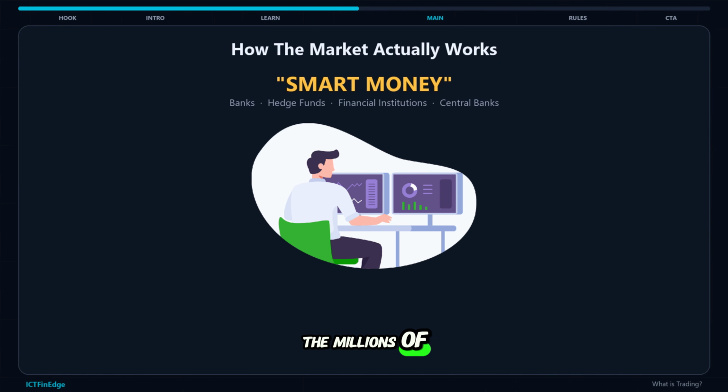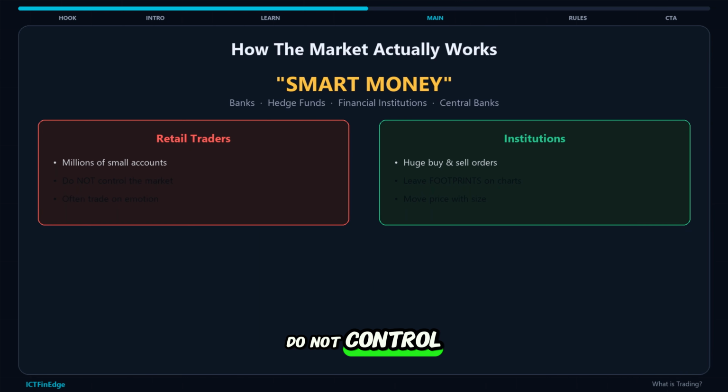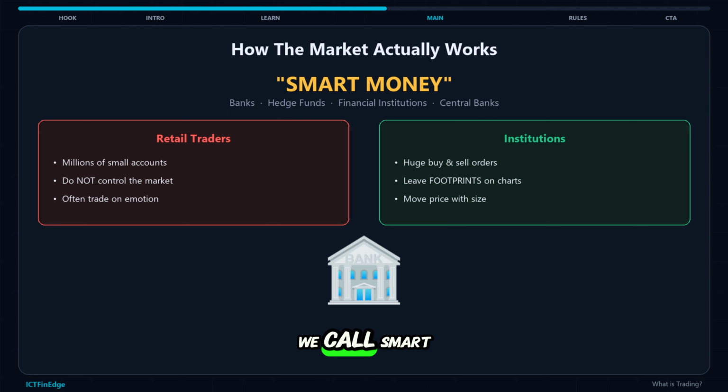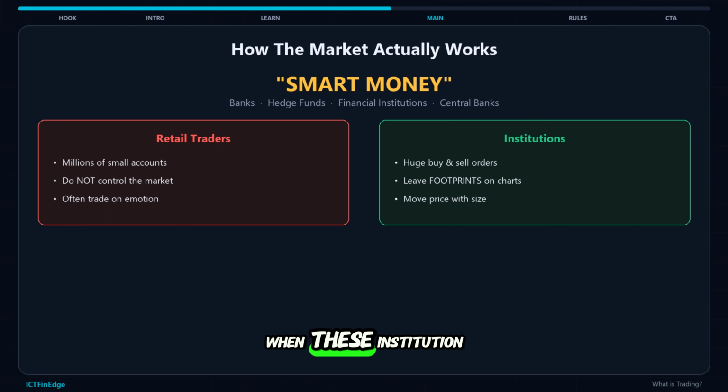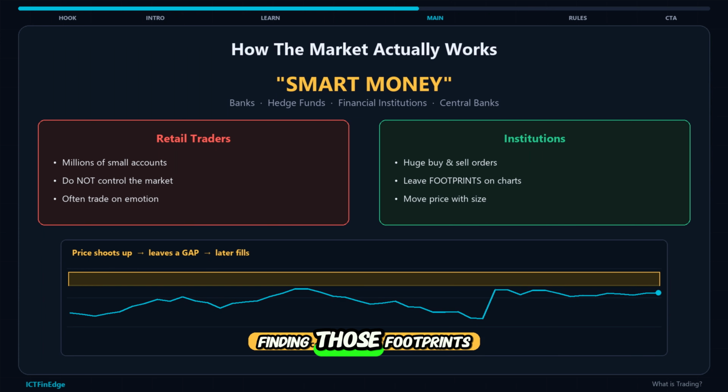Now here is the secret that separates professional traders from the rest. The millions of retail traders, regular people like you and me, do not control the market. The market is controlled by massive financial institutions, hedge funds, and central banks. This is what we call smart money. When these institutions enter the market, they buy and sell in huge amounts. These massive orders leave footprints on the price chart. Here at the ICT FunEdge, we focus on finding those footprints.